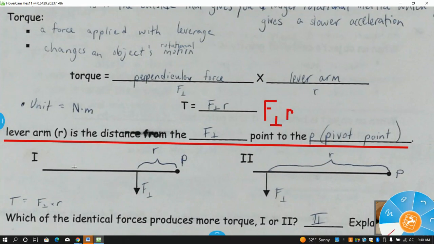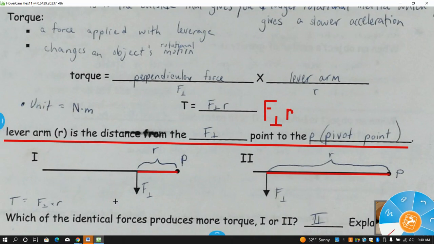Now we're not going to be doing anything at angles. Otherwise it would be the sine of the angle, the perpendicular force times lever arm. Everything we're going to be using is perpendicular already. And so again, lever arm is the distance from the pivot point to the force.